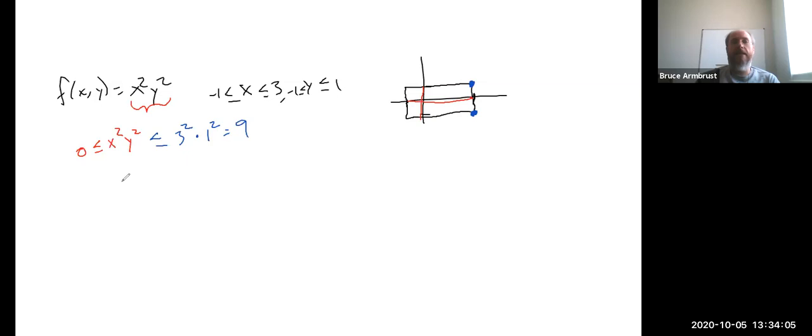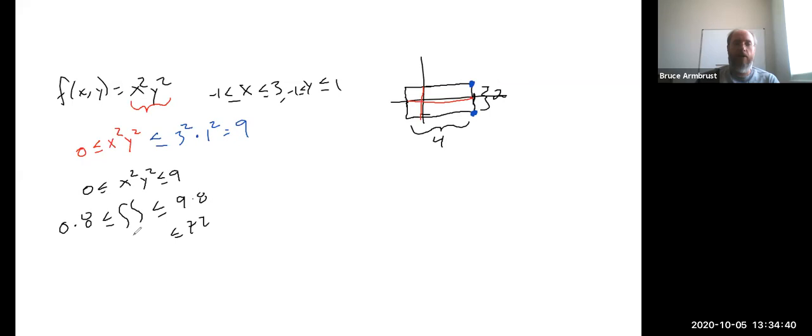So they didn't tell me the bounds on this, but I was able to figure it out by looking at that function. And now if I want to think about what the double integral bounds are going to be, I just need to multiply by the area. The area of this thing is length 4, from -1 to 3, and its height or width is 2. So it'll be 0 times 8. This one's going to be 9 times 8. So I know for sure that the double integral is going to be somewhere between 0 and 72.